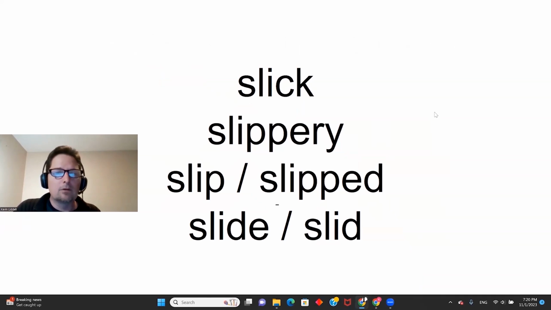So remember, we have slick and slippery. They're both descriptions, they're both adjectives that describe a surface, slick or slippery. And the verbs are slip and slide. Slip is a shorter distance and slide is a longer distance. And remember the past forms. Slip in the past is slipped, and slide in the past is slid. I know this is a lot of vocabulary and it's very confusing. So if you're still a little confused, watch it again.